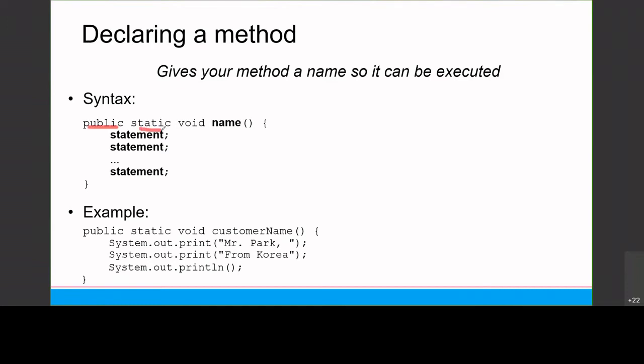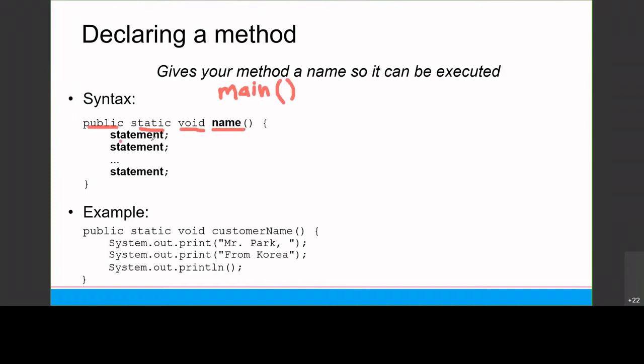Public static void. When you have your first program, you will always have main. Okay, you will always have main. The main function means it is the method that you will execute for the first time. You can design another method. The name can be anything.